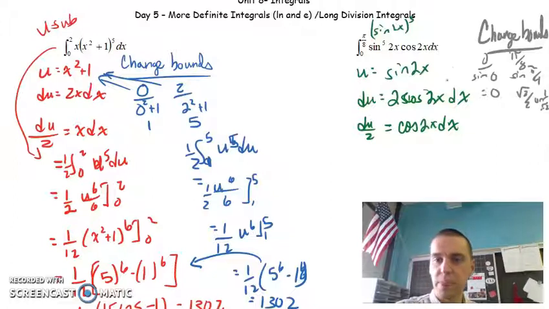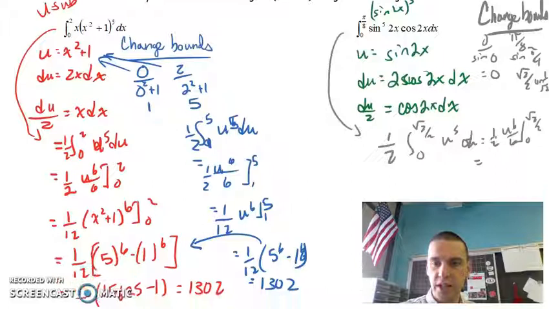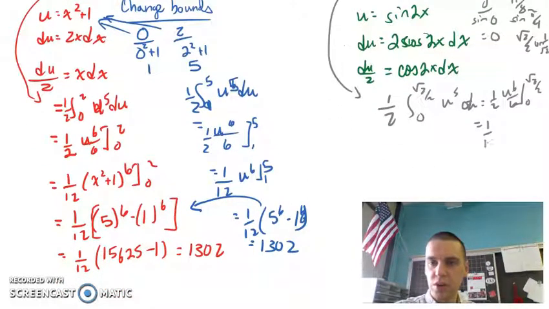Either one. So now, we're going to get 1/2 the integral from 0 to square root of 2 over 2 of u to the 5th du. So we're going to get 1/2 u to the 6 over 6 from 0 to square root of 2 over 2. And we'll get 1/12 of u to the 6 from 0 to square root of 2 over 2.